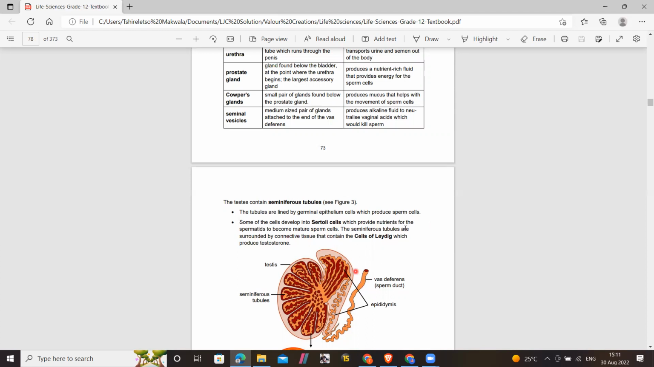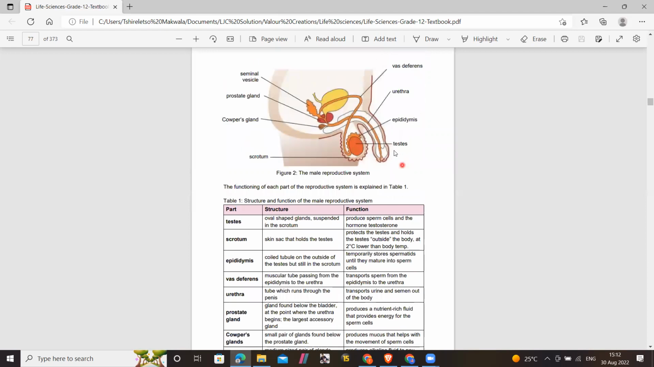So what does this tell you? It tells you that when the sperm cells come from the germinal epithelium, they are still immature, and then the Sertoli cells make them mature. Let me show you something else. The seminiferous tubules are inside, and via their germinal epithelium they produce the sperm cells, which are still immature.